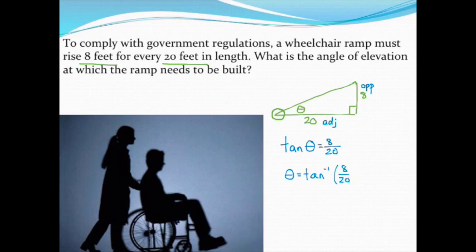If you want to simplify 8 over 20, you can. There's, again, really no reason to, so I can just leave it as is. That angle for this wheelchair ramp comes out to be about 21.80 degrees. Make sure you've got the degree symbol if you're working in degrees.